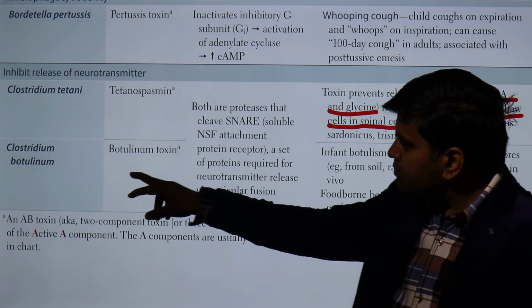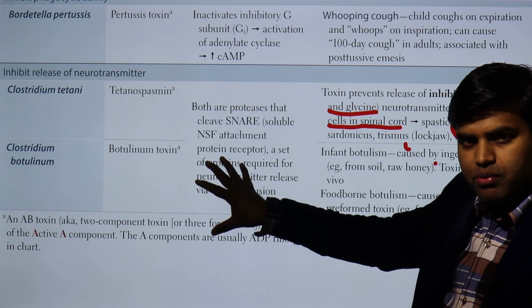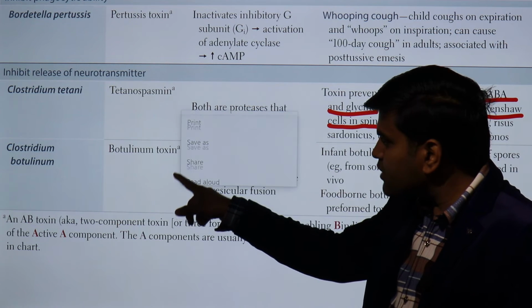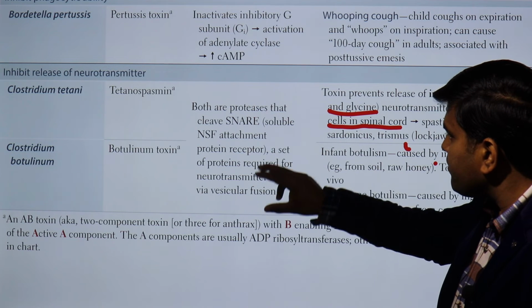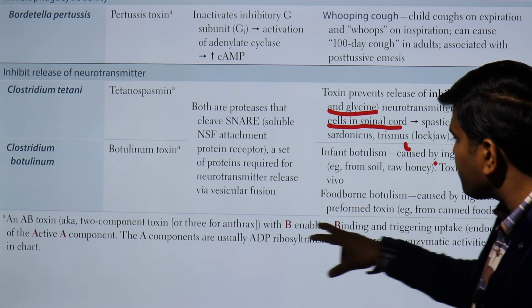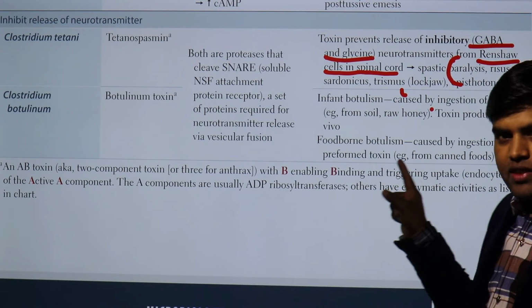Now comes Clostridium botulinum. Again, botulism and tetanus are both caused by Clostridium, anaerobic organisms from the same group. It produces the botulinum toxin, which cleaves a protease that prevents the release of neurotransmitter. Since there is no neurotransmitter, there will be flaccid paralysis.